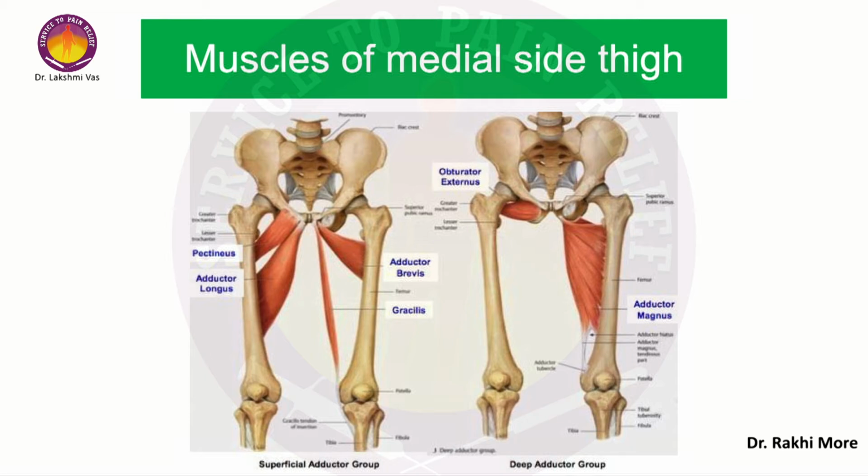Now it takes origin from the ischiopubic ramus and gets inserted along with the sartorius and the semitendinosus on the medial aspect of the medial condyle of the tibia. The second image we see the obturator externus from the outer aspect of the obturator foramen, and it will get inserted into the notch on the posterior aspect of the greater trochanter of the femur.